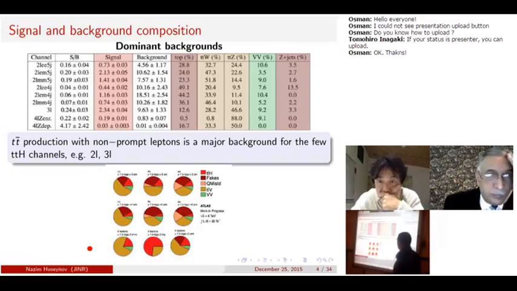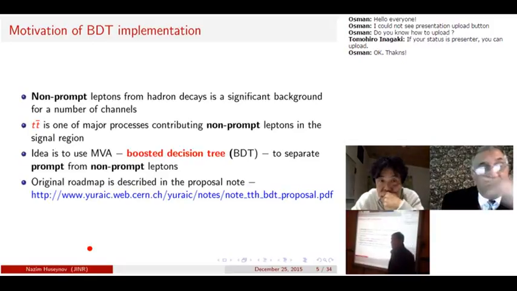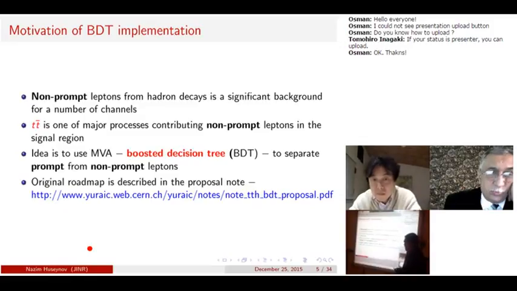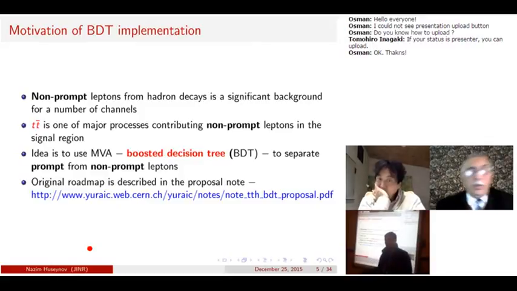So now we move to our idea. Our idea is to use MVA, multivariate analysis, and boosted decision trees to separate prompt from non-prompt leptons. What does prompt and non-prompt lepton mean? If the lepton comes from the Higgs, it's a prompt lepton. If the lepton comes from a B hadron, it's a non-prompt lepton. So to separate background from signal, we use this multivariate analysis. Next slide, please.